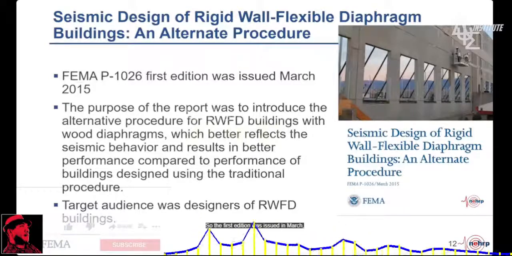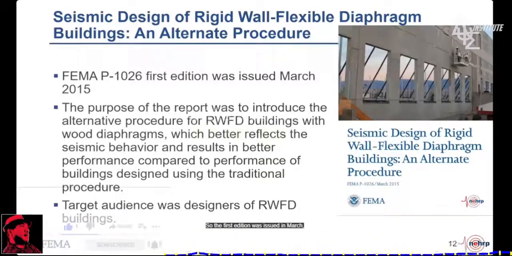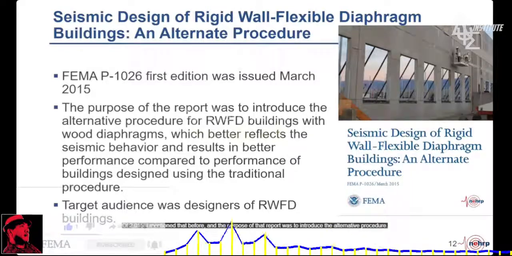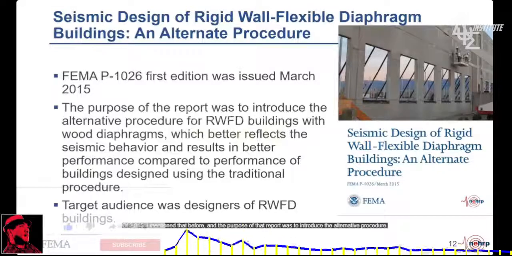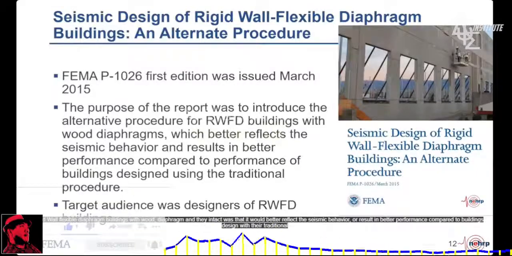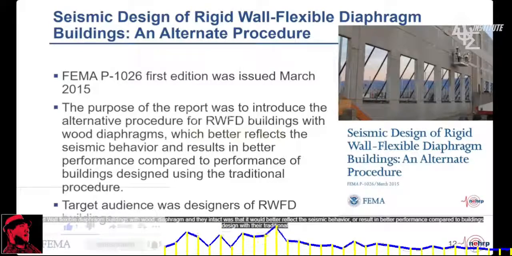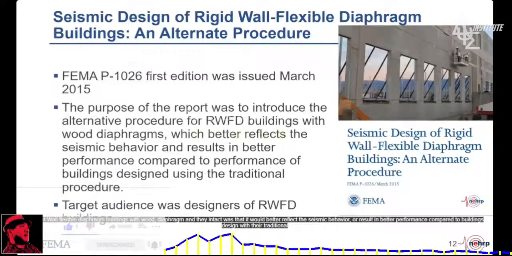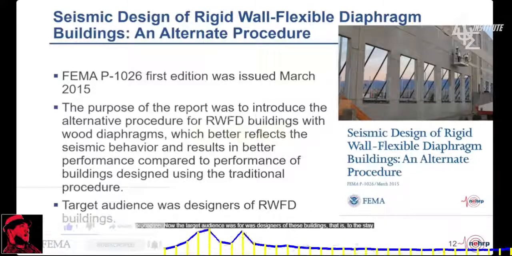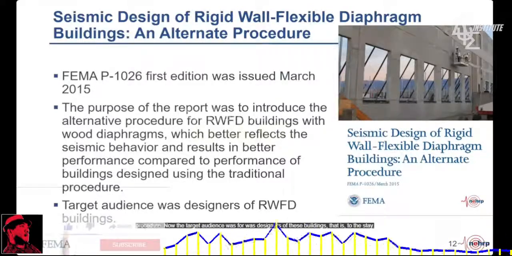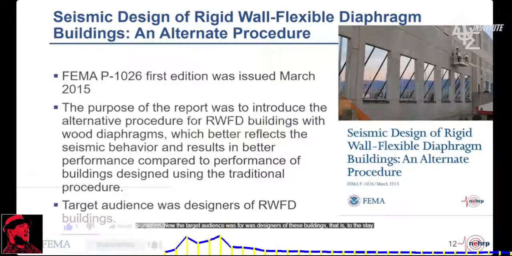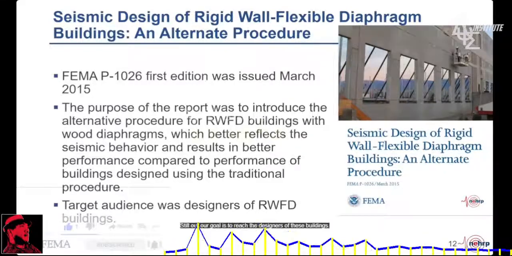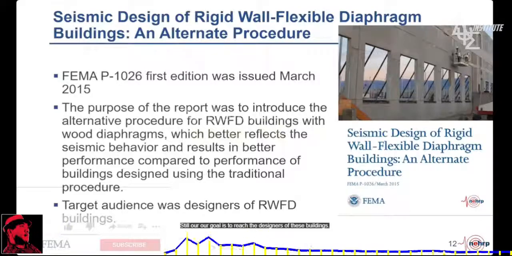So the first edition was issued in March of 2015. I mentioned that before. The purpose of that report was to introduce the alternative procedure for rigid wall flexible diaphragm buildings with wood diaphragms. The intent was that it would better reflect the seismic behavior and result in better performance compared to buildings designed with the traditional procedure. The target audience was designers of these buildings. To this day, that is still our goal: to reach the designers of these buildings.